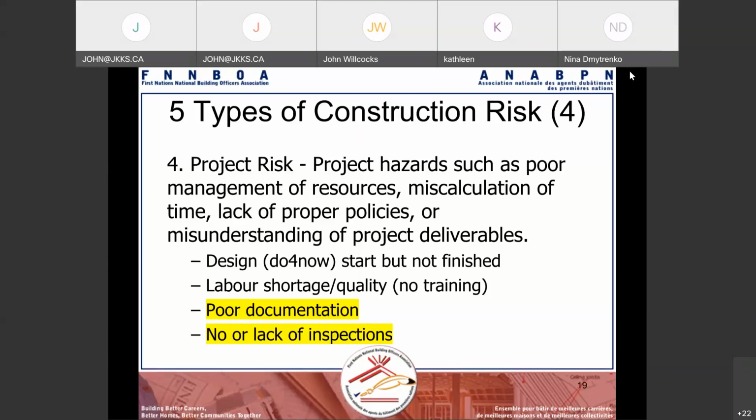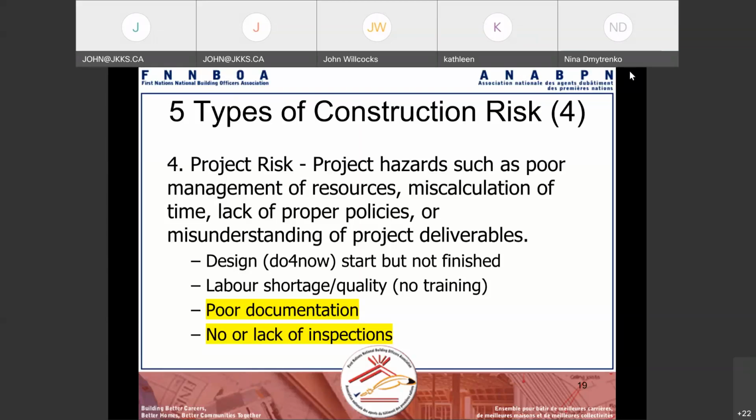You said you're supposed to have X on the house, and the contractor says, no, I gave you Y. So there are all these project risks. We're also looking at the design side. They put stuff in there and they say, well, that will do for now, and we'll finish it later. But in fact, it never gets finished.